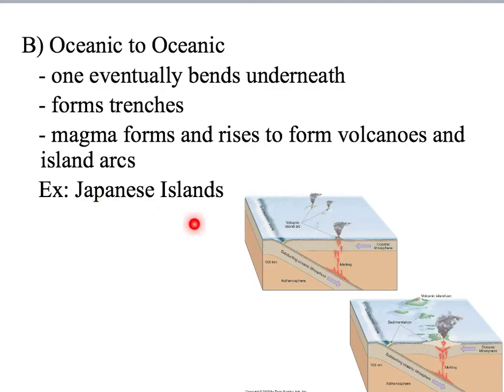The Japanese islands are great examples. There's a number of different ones out in the Pacific like that. A lot of the islands that World War II were fought on. Hawaiian Islands, I'll warn you, are not oceanic to oceanic plate boundaries. That is something we'll study when we get to volcanoes.